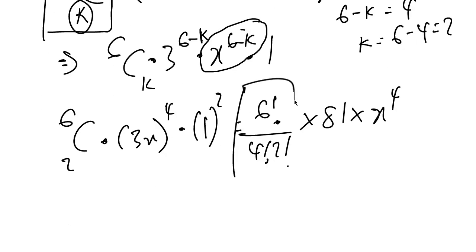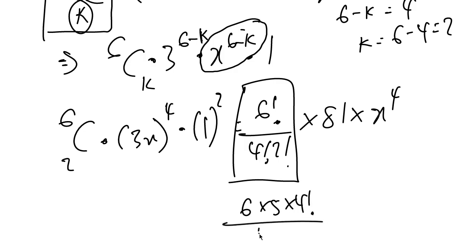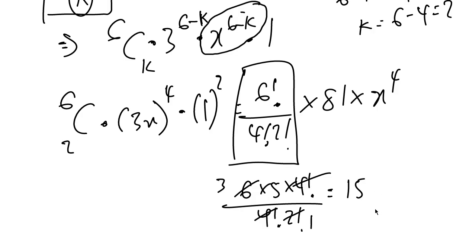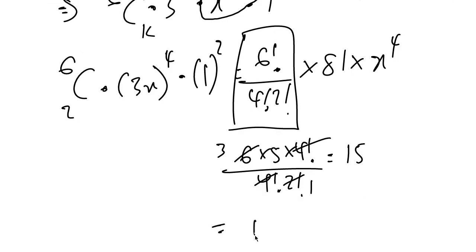Now what is 6 combination 2? You can break this down as 6 times 5 times 4 factorial over 4 factorial 2 factorial. This cancels this. 2 factorial is 2 because that's 2 times 1. So here that would be 3, because 6 divided by 2 is 3. Then times 5 is 15. So what will be the final answer? 15 times 81 times x4. So what's 15 times 81?